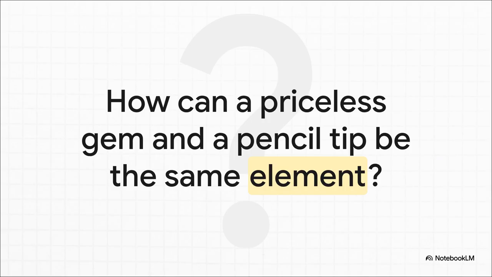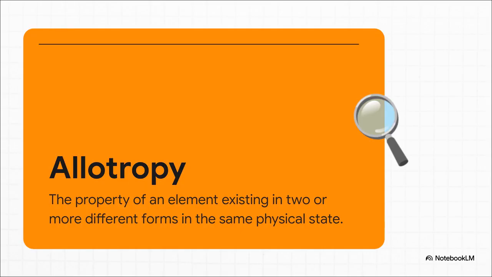How can a flawless, priceless diamond, one of the hardest things in the known universe, and the cheap, soft tip of a pencil be made of the exact same element? It seems impossible, right? Well, the answer has a name. Allotropy. And it's a really cool idea.